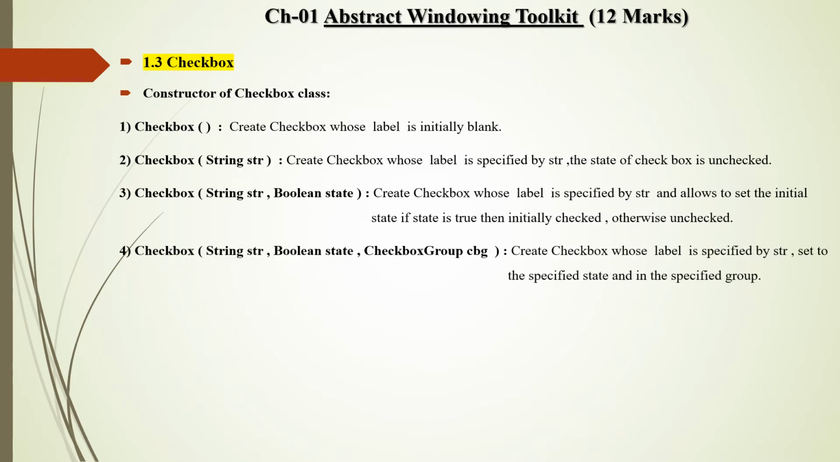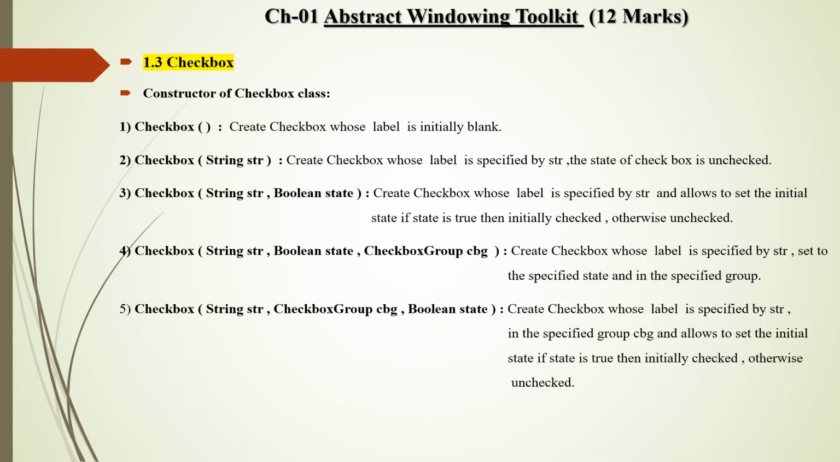The next constructor of checkbox has three parameters. The first one is String, the second parameter is boolean state, and the third parameter is a CheckboxGroup object. CheckboxGroup is another component that we will see in the next slide. So this constructor creates a checkbox whose label is specified in str, also sets the initial condition using state, and also specifies the group of the checkbox. As we see, a checkbox is used either individually or in a group, so this constructor is for a checkbox in a group.